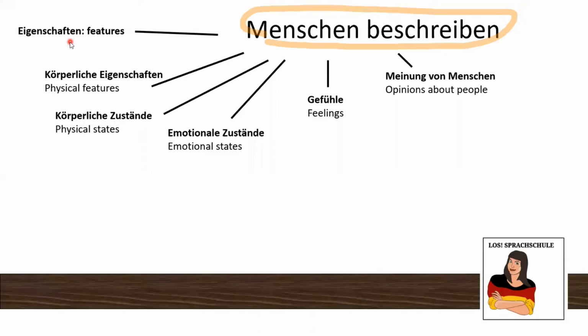So first one will be the features, die Eigenschaften, physical features, körperliche Eigenschaften, physical states, körperliche Zustände, emotional states, emotionale Zustände, feelings, Gefühle, and opinions about people, Meinung von Menschen. Of course, you can also say it in plural, which would make it Meinungen, opinions. But both is fine, because you can have opinions, but you can also have an opinion.